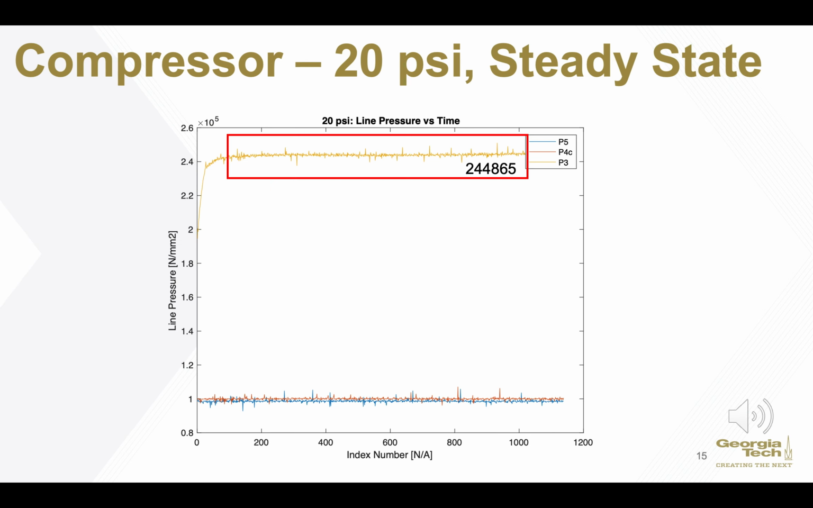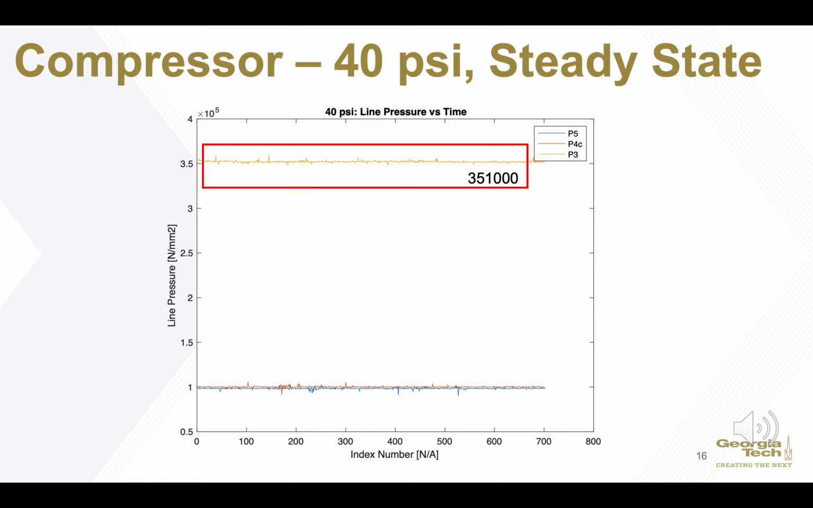The 20 psi nominal data reached a steady-state pressure of around 244,865 newtons per meter squared. This data is more jumpy than the non-compressor data, so there is less trust, but the value is still fairly reliable since there are no major spikes.